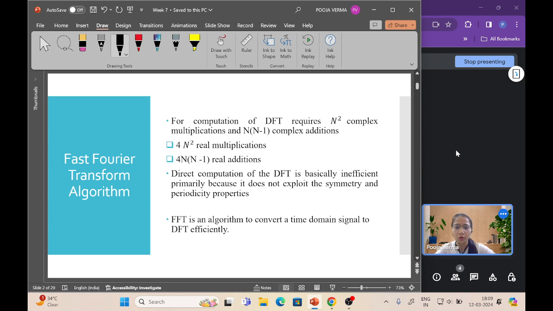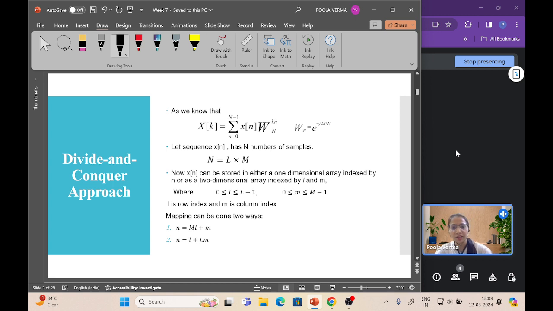As we know, for computation of DFT, we require N squared complex multiplications and N(N-1) complex additions, and consequently 4N squared real multiplications and 4N(N-1) real additions. So direct computation of DFT is inefficient because it does not exploit the symmetry and periodicity properties. Here we will see one algorithm to solve the DFT problem, the divide and conquer approach. How to go through this concept we will see in this slide.